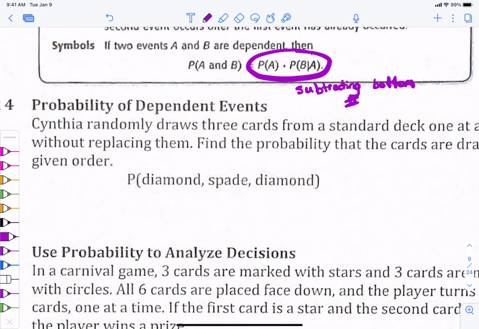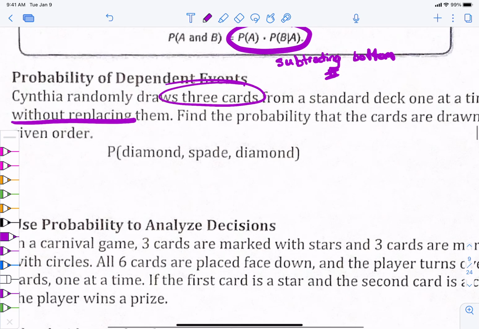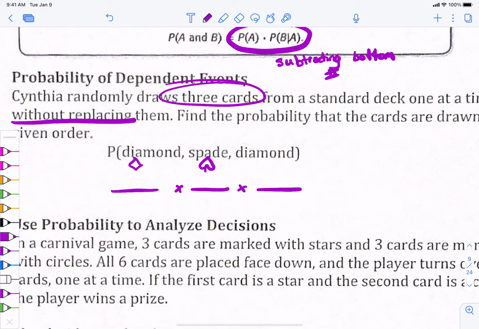Cynthia randomly draws 3 cards this time. So we have 3 things going on, which is okay. From a standard deck, 1 at a time without replacing. That's a key word. Without replacing. Find the probability that the cards are drawn in the given order. What do we want to draw first? A diamond, then a spade, then a diamond. So I have 3 fractions that I'm putting together. A diamond is one of these guys. A spade is one of the shovel-looking things like that. And then another diamond. Diamond, spade, diamond. That's what we're trying to get.